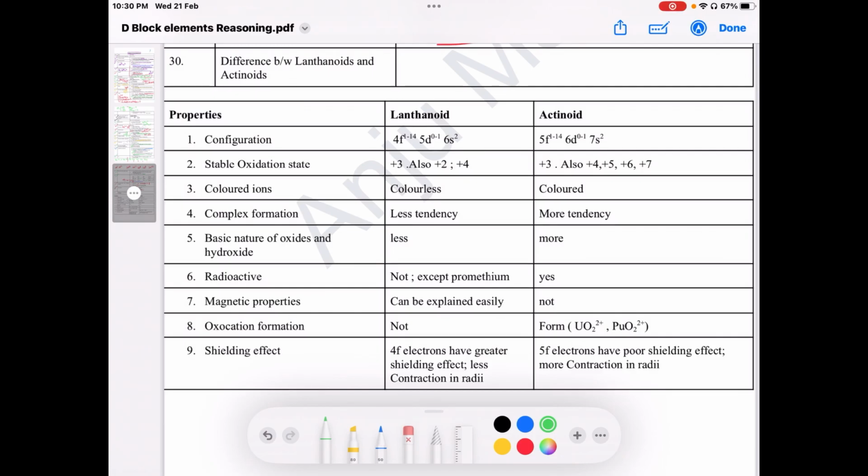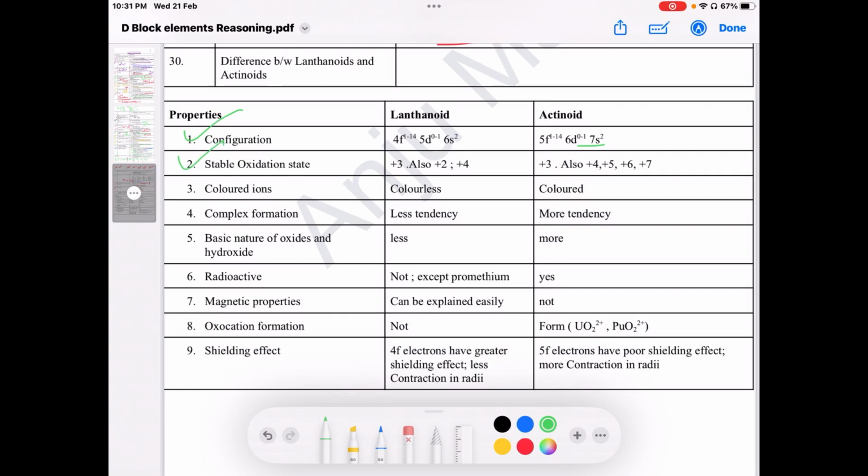Next part. Question based on lanthanide and actinide. So I am simply writing here in a tabular form the points of difference between the two. First point, configuration. For lanthanides, they belong to the 4f series, whereas actinides belong to the 5f series. So their configuration is 4f 1 to 14, 5d 0 to 1, 6s2. Whereas for actinides, it is 5f 1 to 14, 6d 0 to 1, and 7s2.